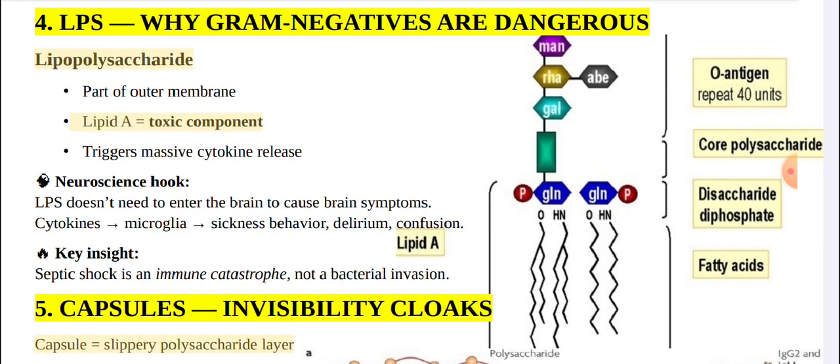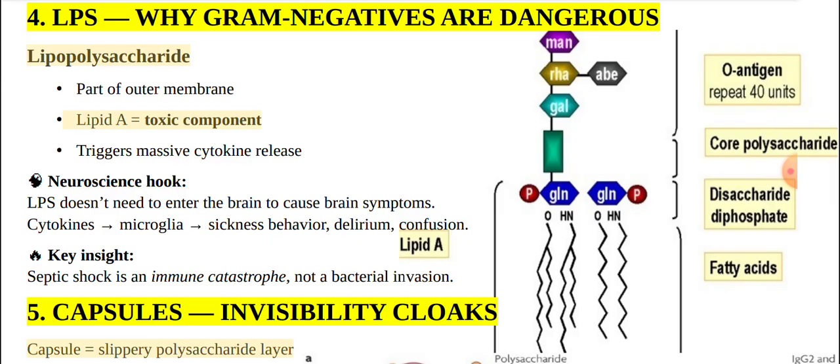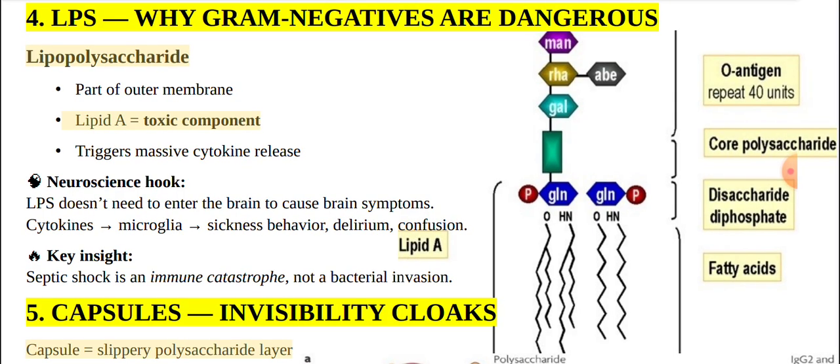Exactly. Now, your immune system, specifically your macrophages, patrols the blood. When they detect lipid A, they don't just see a foreign object, they recognize it as a maximal existential threat. They panic. It's a 5-alarm fire. They release massive amounts of signaling chemicals called cytokines. This is the cytokine storm.